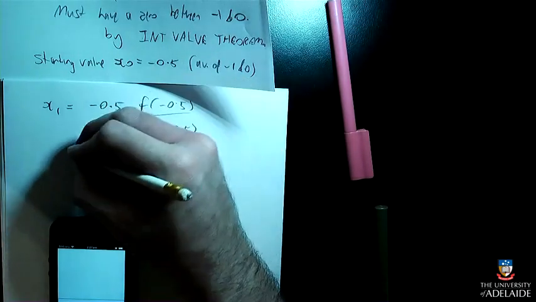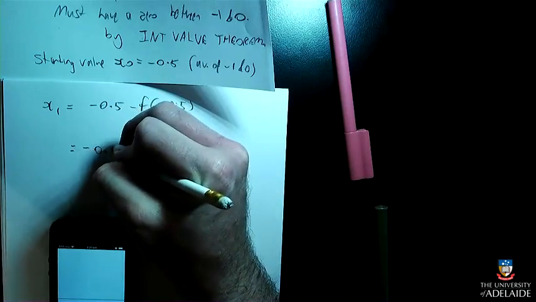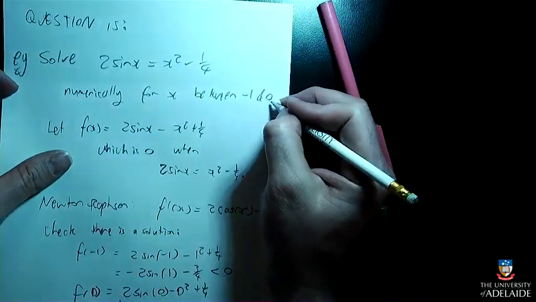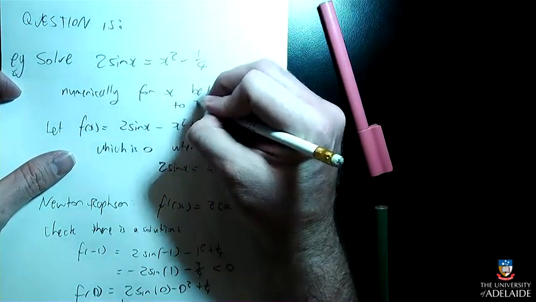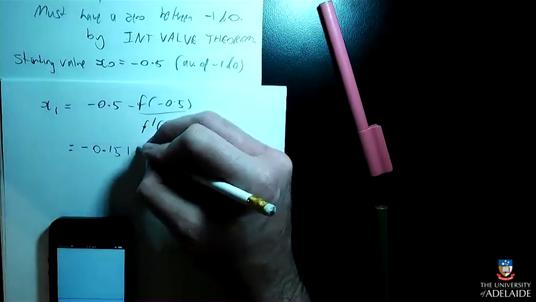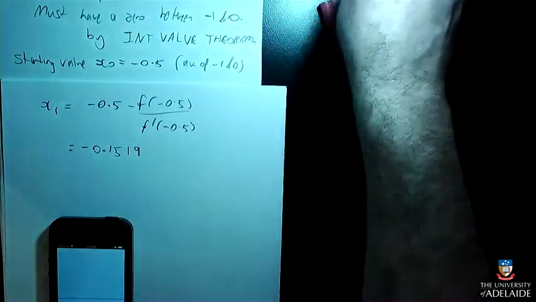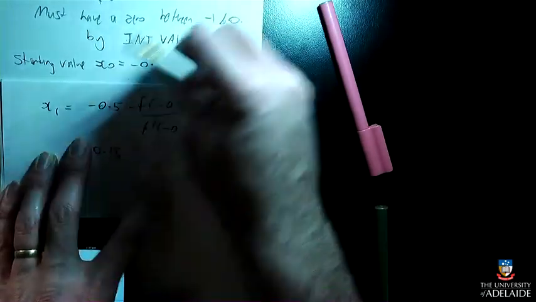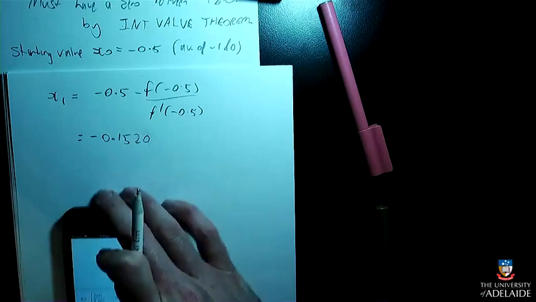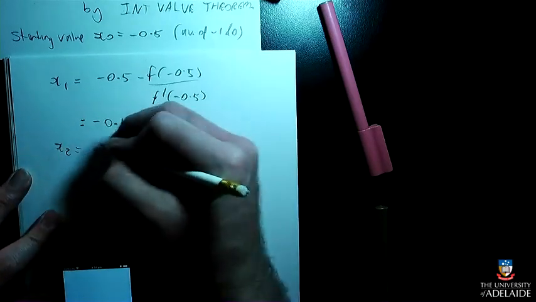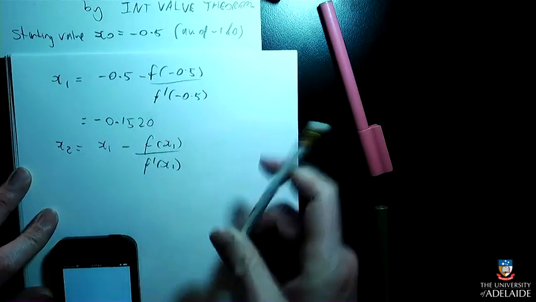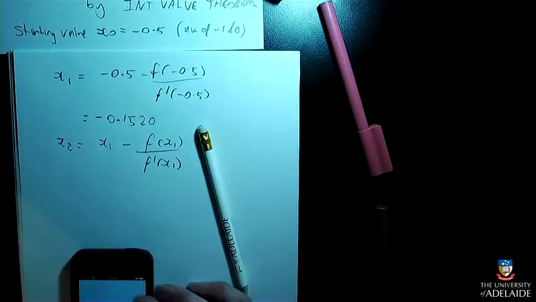And I get negative 0.151. Oh, I did it again. To 3 decimal places, 98. And then I would just keep using the same one. So x2 would be x1 minus f of x1 over f dashed of x1. And so I would put all those answers in there.